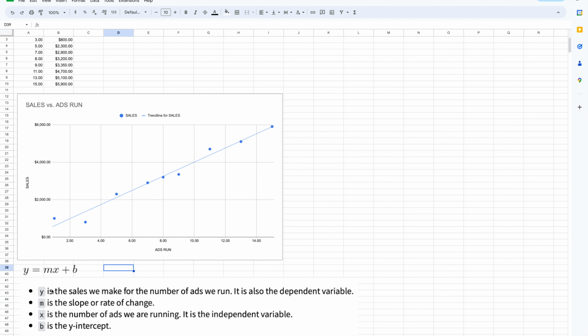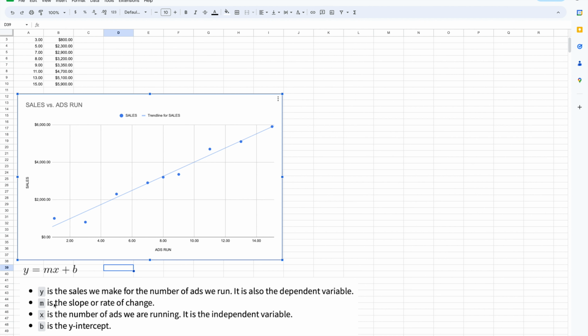And let's just quickly go over what exactly the variables mean in this equation if you forgot from your math class. So y is the sales we make for the number of ads we run, right? So it's basically the dependent variable. It depends on what we input into the function. It also depends on the slope and the y-intercept. So that's why it's a dependent variable.